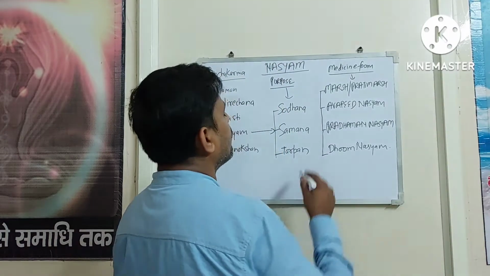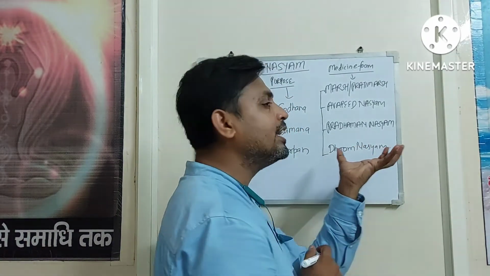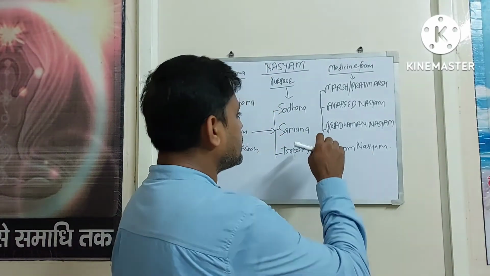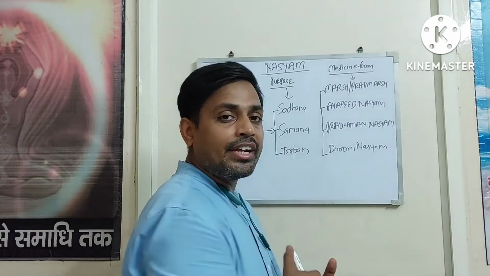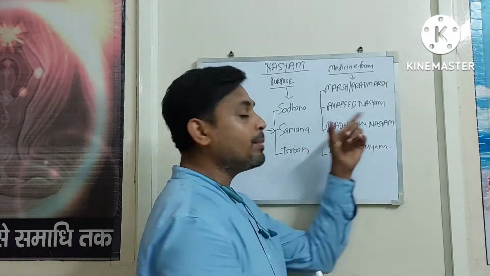So that one variety is Marsha or Pratimarsha Nasya. Here you have most of the oil and ghee based medicines. The base is ghee or oil, used for Nasya purpose. Similarly, the second variety of medicine form for Nasya is Avapida Nasya.